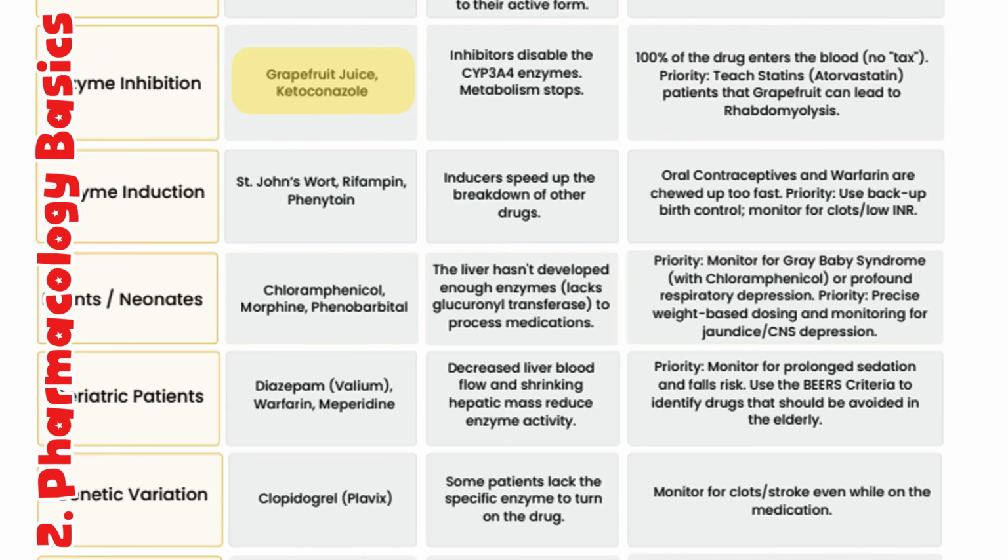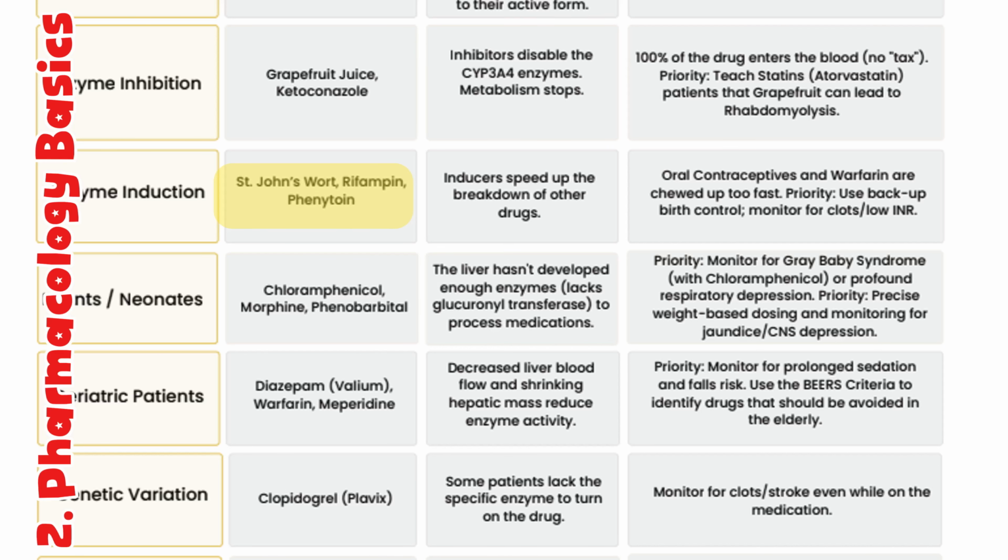Know these two enzyme interactions cold. Grapefruit juice shuts down CYP3A4 metabolism in the gut. Combine it with a statin, and nearly the full dose hits the bloodstream, driving real rhabdomyolysis risk. St. John's wort does the opposite. It speeds up drug breakdown, which is why warfarin or oral contraceptives taken alongside it quietly stop working.